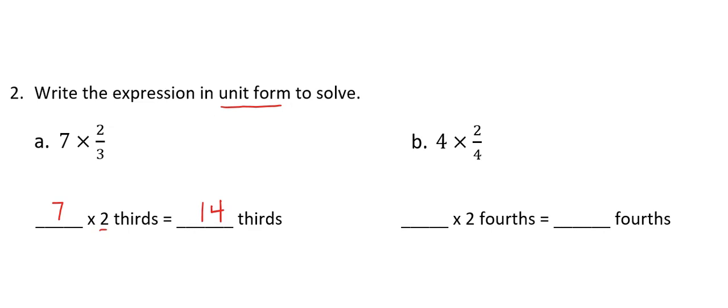In question B, I have 4 times 2/4. That means I need 4 groups of 2/4. Well, 4 times 2 is 8. That means that I have 8/4 in all. 4 groups of 2/4 would give me 8/4.